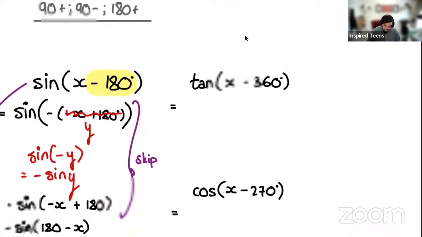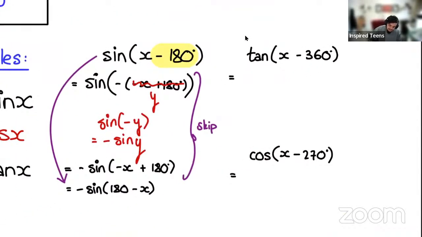So let's analyze what we did. We had sine of x minus 180, where our reduction angle was negative 180. We went from that to what? 180 minus x. So we made our reduction angle positive, and in turn, we had to make this negative.